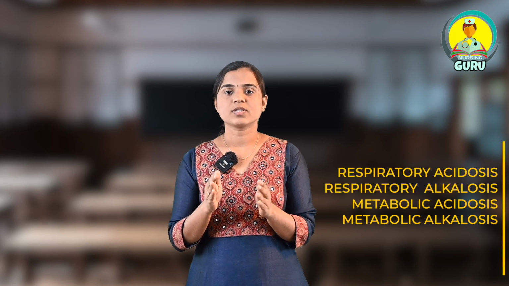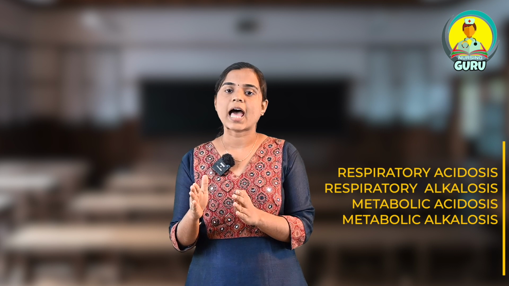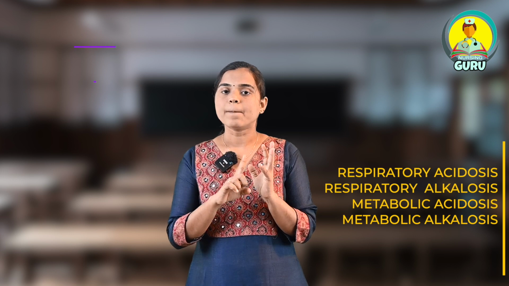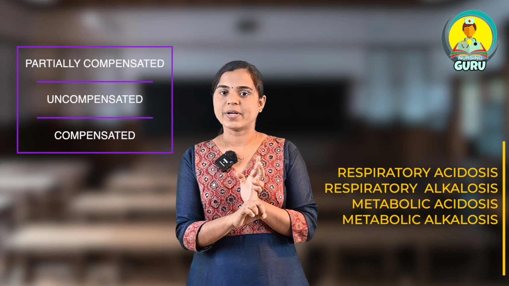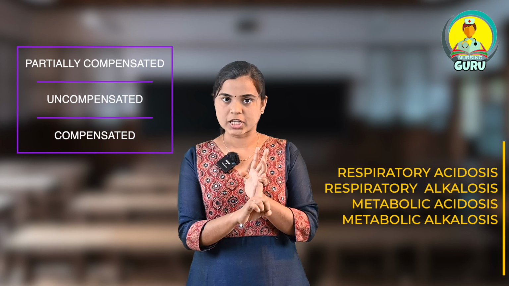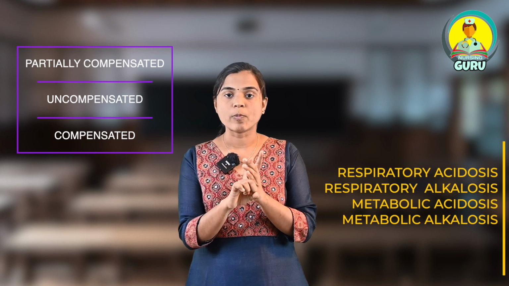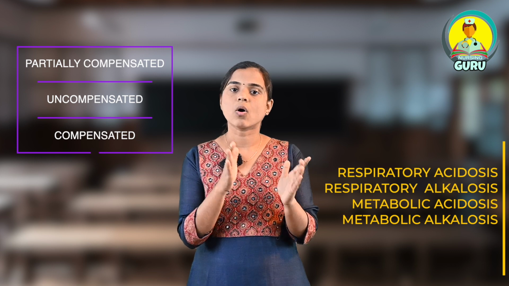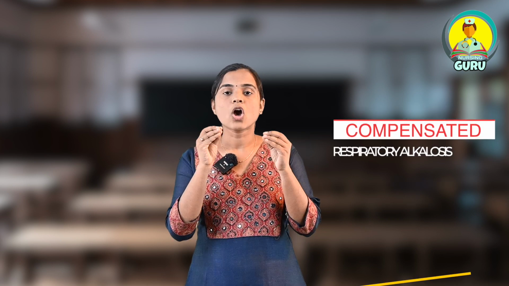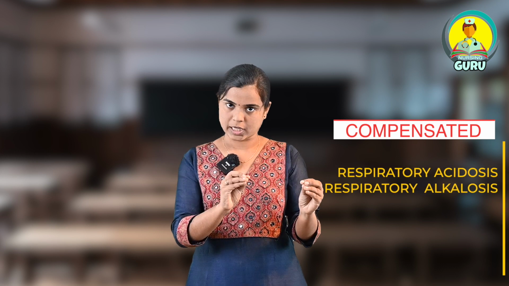Respiratory acidosis, alkalosis, metabolic acidosis and alkalosis are of three types, that is partially compensated, uncompensated and compensated. In case of compensated respiratory acidosis or alkalosis, the pH remains normal. If the pH value is normal and the other two are changing, in that case we can say that the patient is having compensated respiratory acidosis or alkalosis.